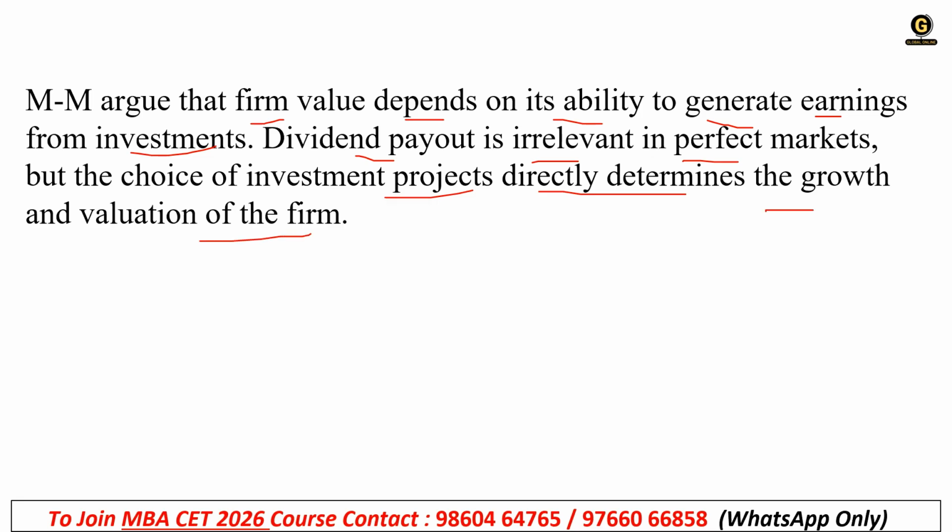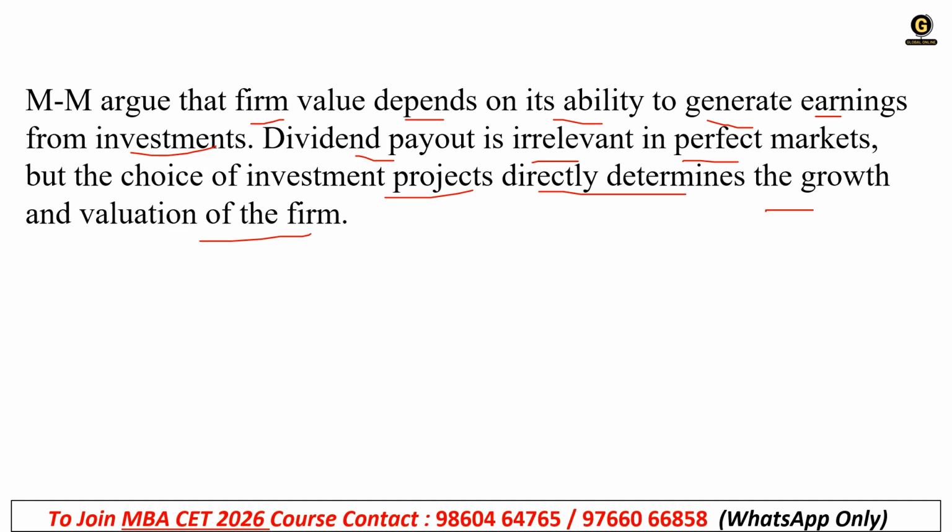So according to MM, the firm's value depends on the firm's ability to generate income from the investment. So how much the company is earning from the investment: if it is more, then the firm's value is more. If the company is not able to generate income from the investment, that means the company's value is not good. Again, dividend payout is irrelevant in a perfect market.